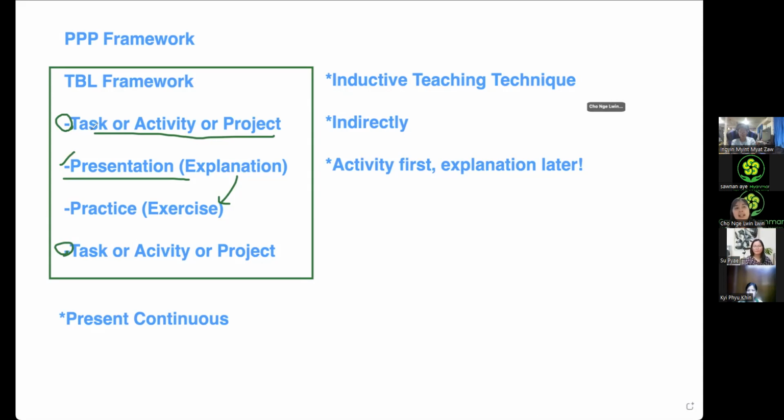So in TBL, we have to use 2 busy tasks. The task should be like the production stage. It should be communicative. It should be fun, but not like the ordinary production stage, because production stage usually happens only at the end. In TBL, we can find 2 types of productive activities, at the beginning and at the end. So it's like that.